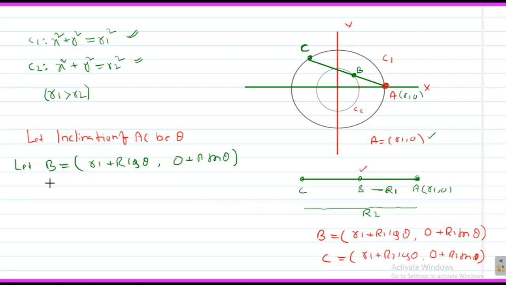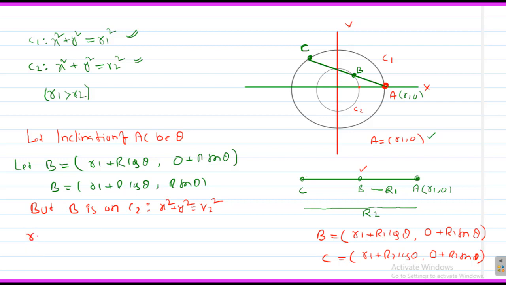Now, that's why I took B as a general point. In other words, I can say B is nothing but (r1 + R cos theta, R sin theta). But B is on C2. C2 means what? x square plus y square equals r2 square. So this point will satisfy, no?